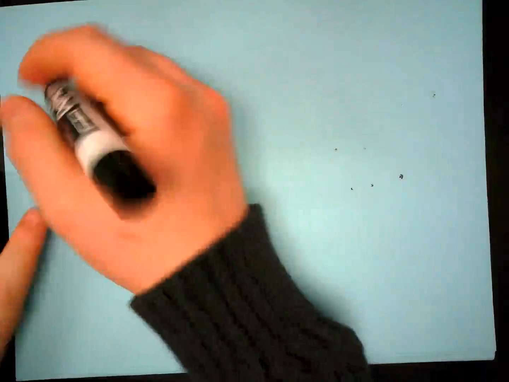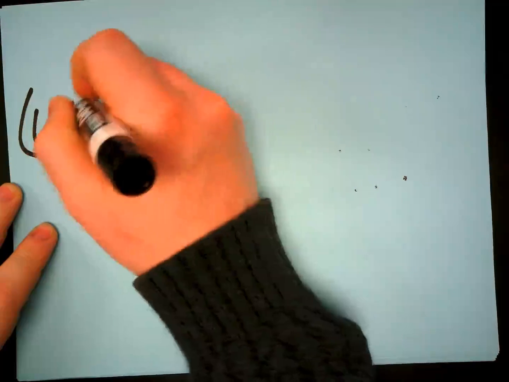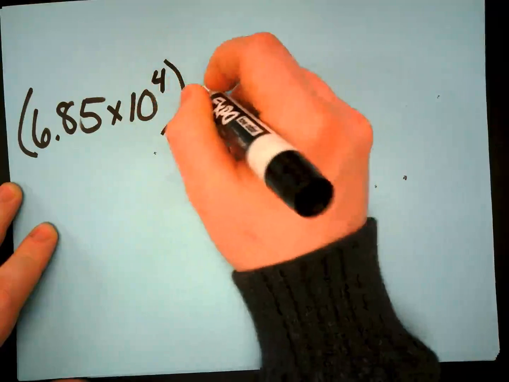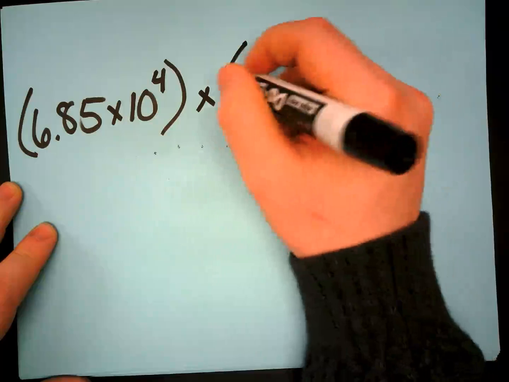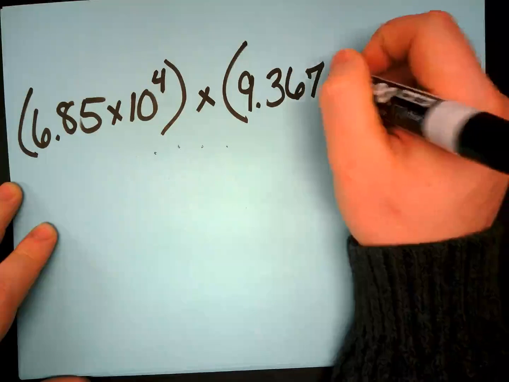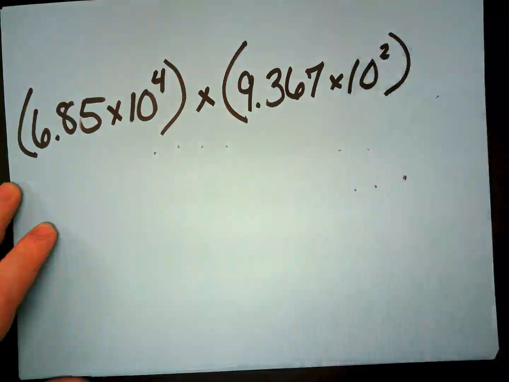My second biggest concern is going to be multiplying and dividing while keeping both sig figs and scientific notation. So let's say I'm given this problem. I'm given 6.85 times 10 to the 4th power times 9.367 times 10 to the 2nd power.